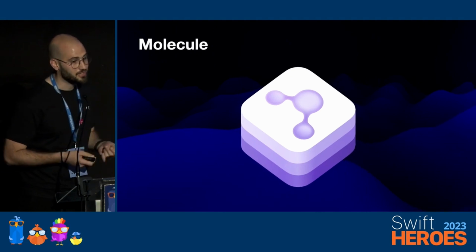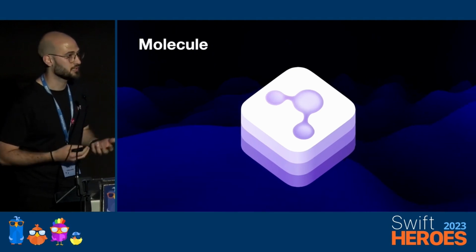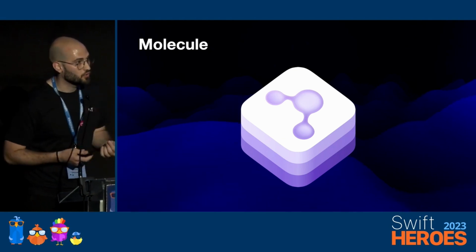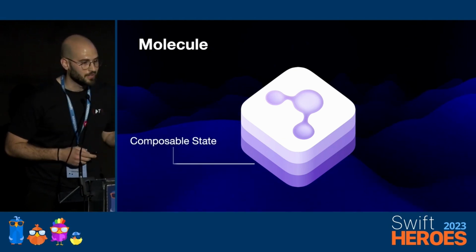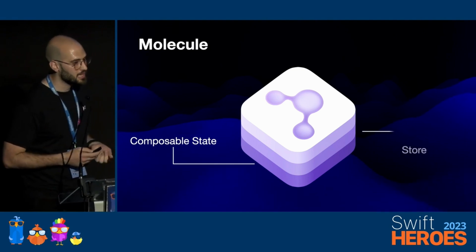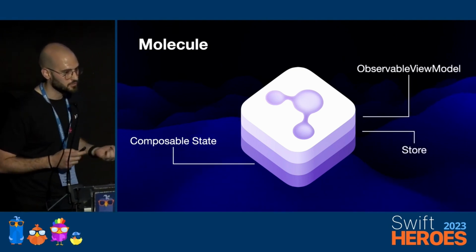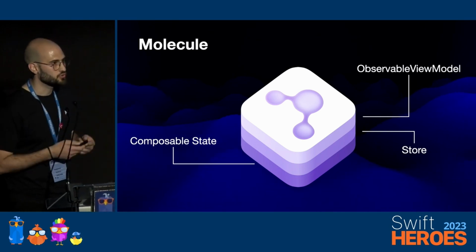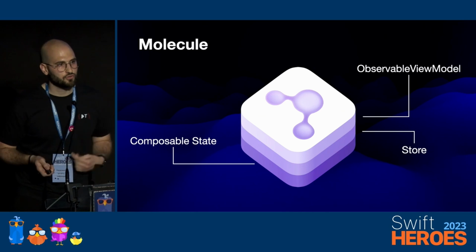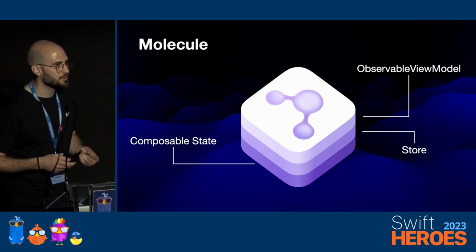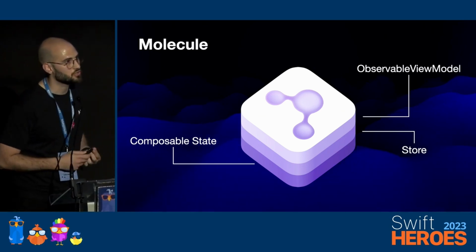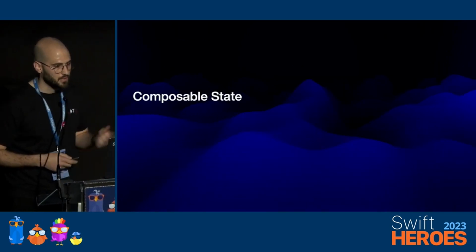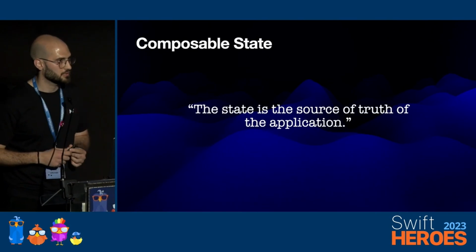Molecule is an architecture based on Redux concept, made by 3 main parts that we like to call atoms. We have a composable state, the store, and the observable view model. I'm going to introduce you to them, and I'm also going to introduce some other parts of this architecture that in our opinion are essential too. Let's start from the composable state.